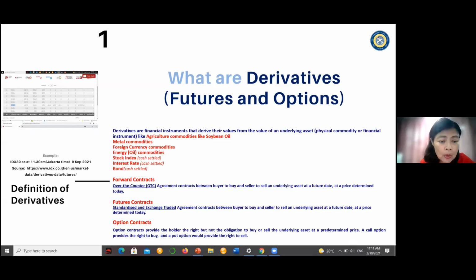So now what's the difference between futures and options? Futures is an obligation. You enter the contract, you must fulfill the obligation. If you buy, you must take delivery. If you sell, you must deliver, okay? Whereas for an option, it's like this. For a little bit of premium, it's like an insurance. You pay the premium, and you have the right, but not the obligation, to buy the underlying asset at a predetermined price.